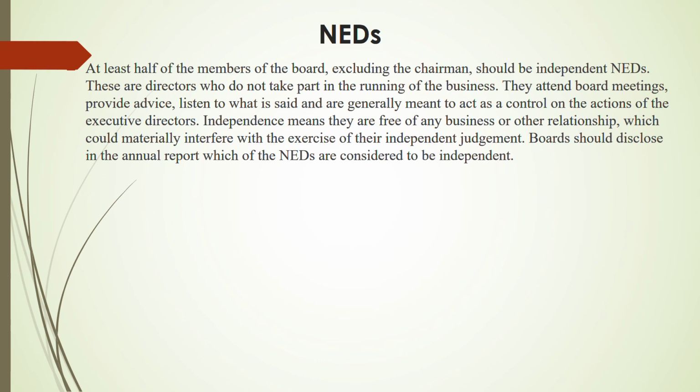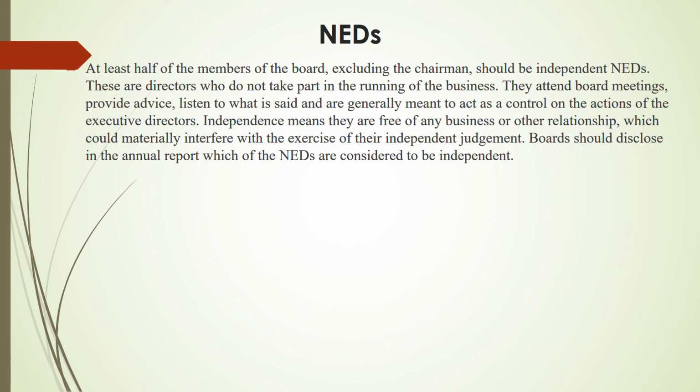They listen to the executive directors. So that's why they have to be independent from the business. Independence means they are free of any business or other relationship. They should not have any relationship or financial interest in the company where they are the non-executive director, which could materially interfere with the exercise of independent judgment. Why? Because non-executive directors have to give independent judgment.